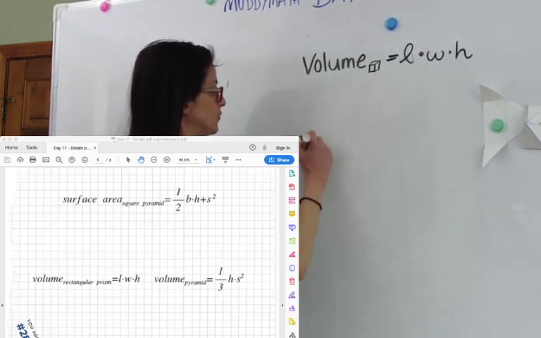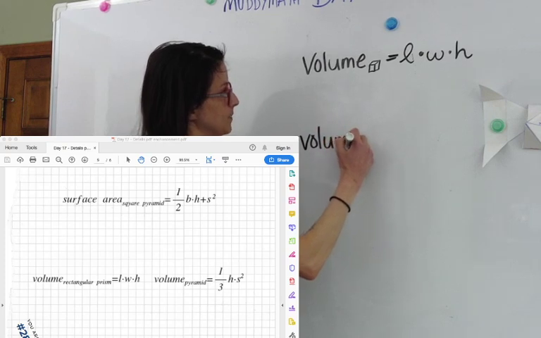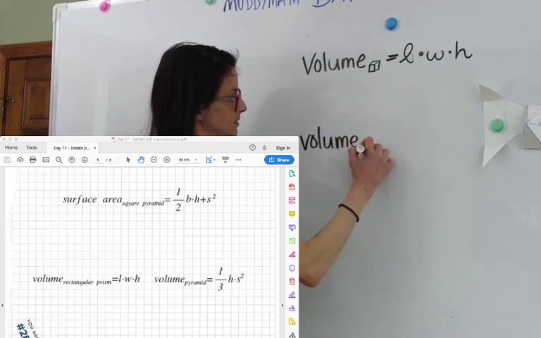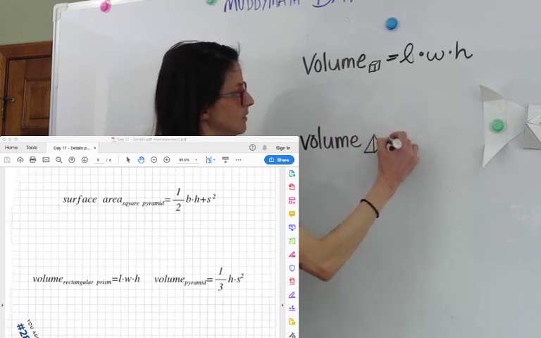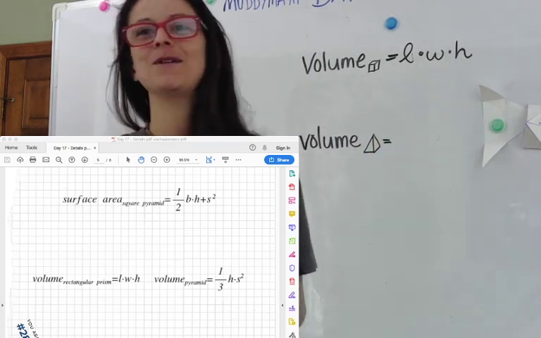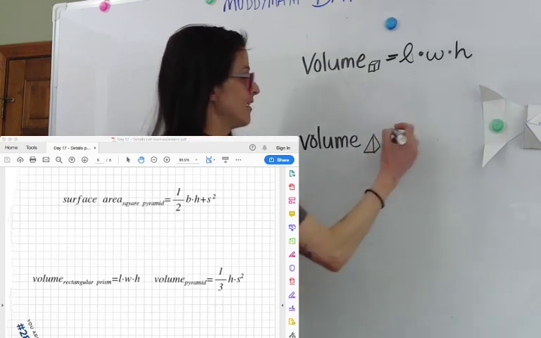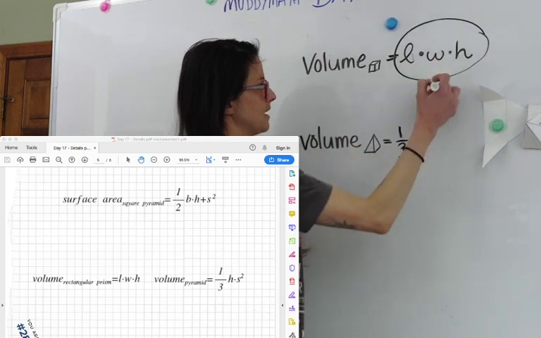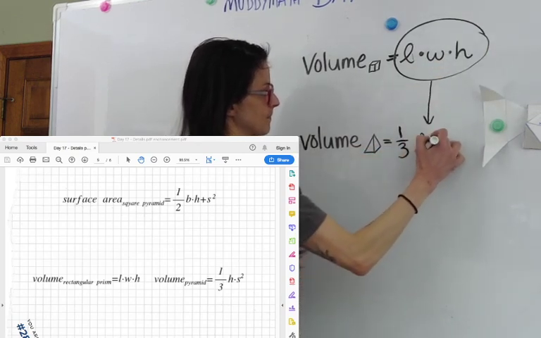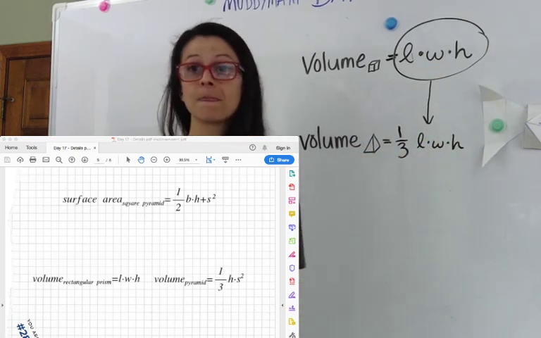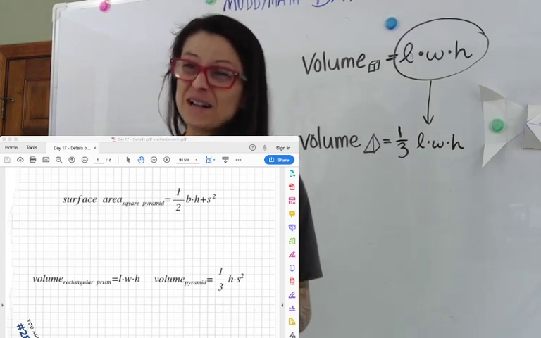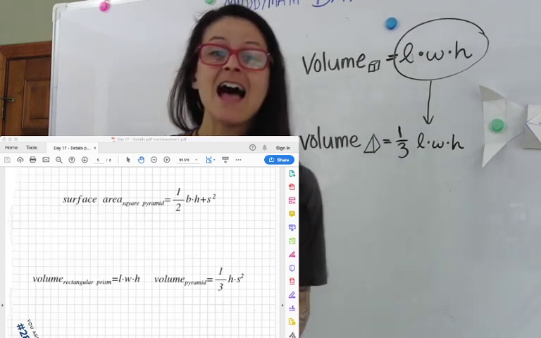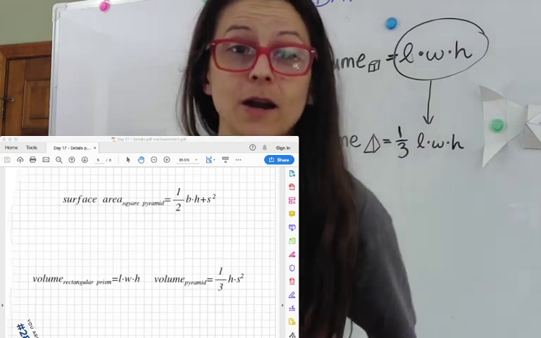For the volume of a square pyramid, okay, the volume of a square pyramid is a third of length times width times height. Wouldn't it have been cool to be the first one to figure that out? I challenge you. Build a square pyramid.